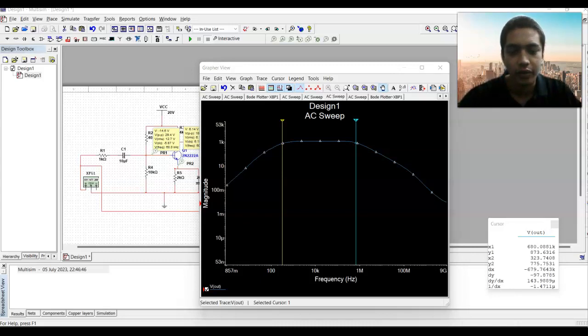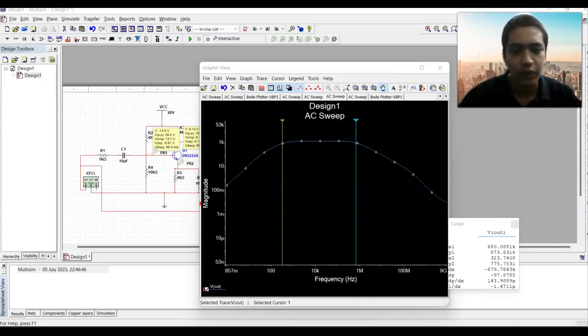From this graph, we can obtain the bandwidth by using the high frequency response minus the low frequency response, which are this area right here. The bandwidth that we've got from this is the value 680.0881 k minus 323.7408. So the value will be 679,685.0692 Hz.